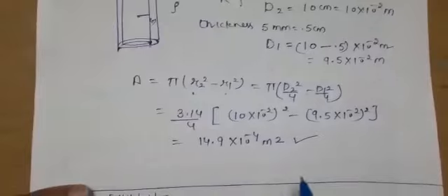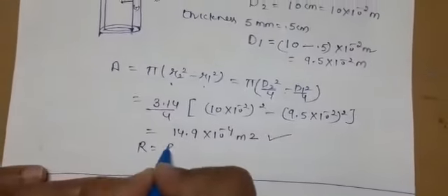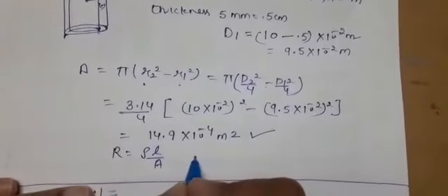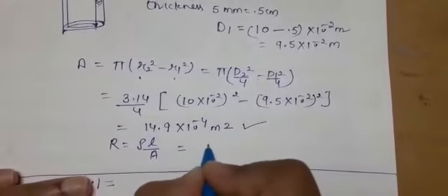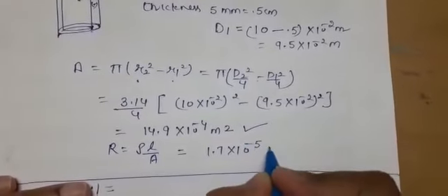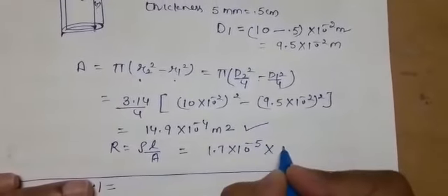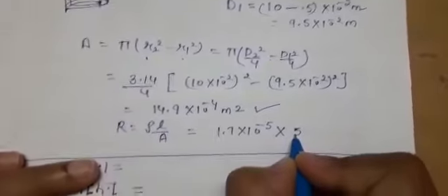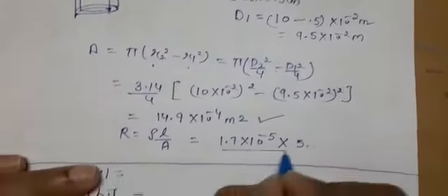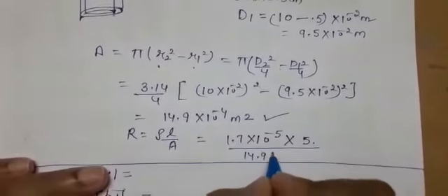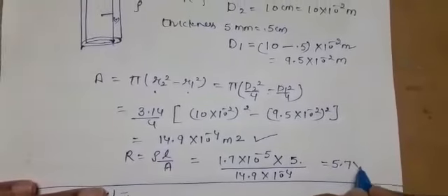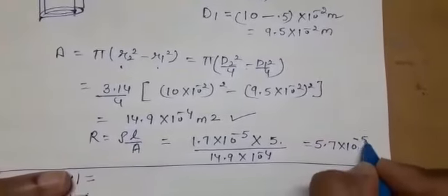So now this area is known. Resistance is rho L upon A. What we have to calculate here? We have to calculate resistance. Resistivity is given to be 1.7 into 10 raised to the power minus 5 into length. Length is given to be 5 meter, not millimeter, and area we have obtained 14.9 into 10 raised to the power minus 4. So resistance comes out to be 5.7 into 10 raised to the power minus 5.